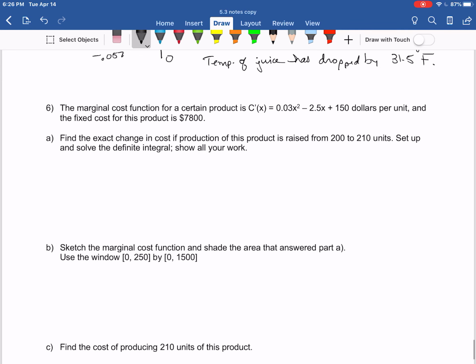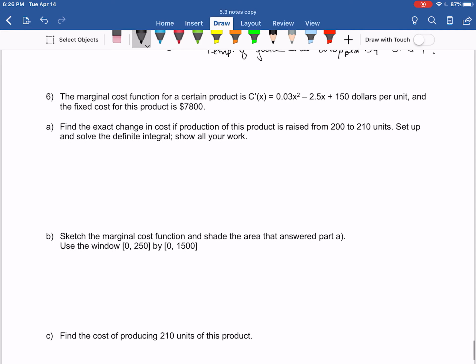Example 6. We have a marginal cost function provided. This is dollars per unit, right? So this is how much extra it costs to make the next unit. The fixed cost for this product is given to us at $7,800. All right, for part A, find the exact change in cost if production of this product is raised from 200 to 210. From 200 to 210, we want to integrate the marginal cost function.